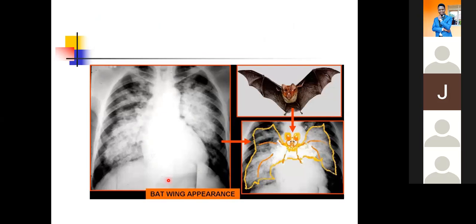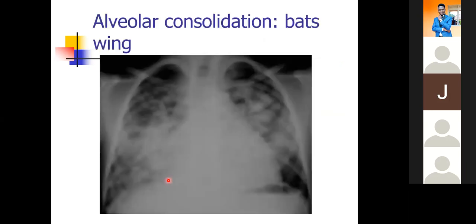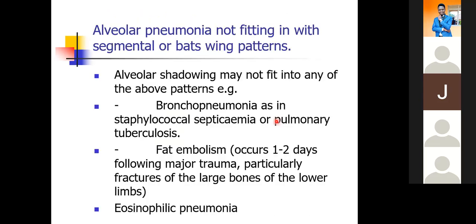I think we have already looked at this, the bat's wing and how you can easily have that mental image. This is another supplement of a patient with this bat's wing, and along with that, you can see that degree of cardiomegaly, probably giving us already the source of the pulmonary edema.